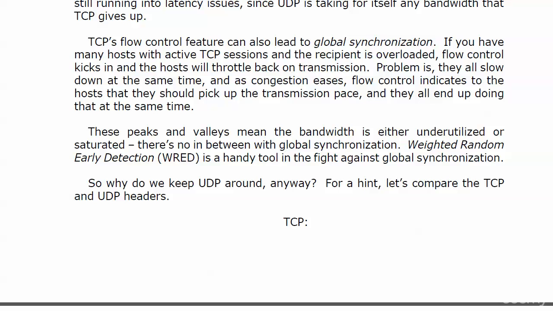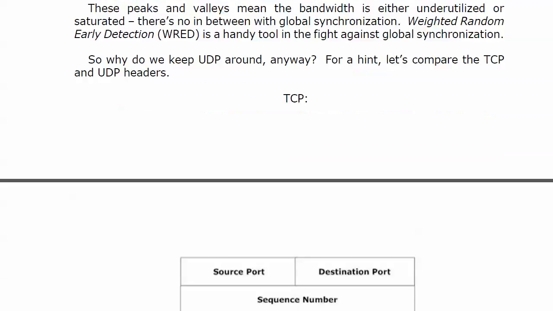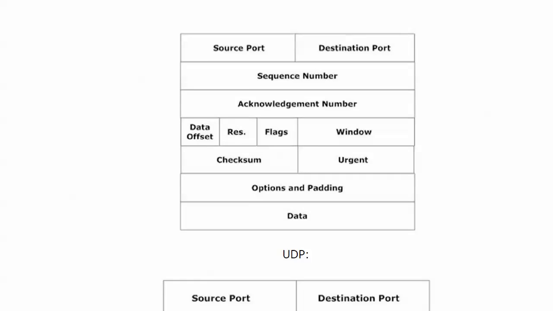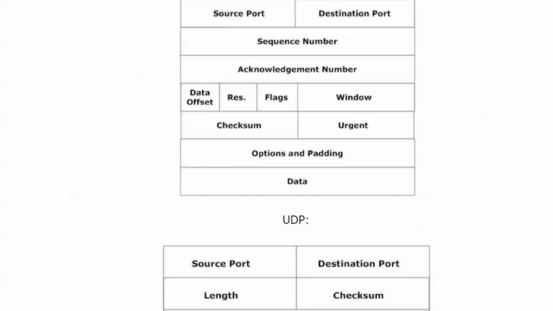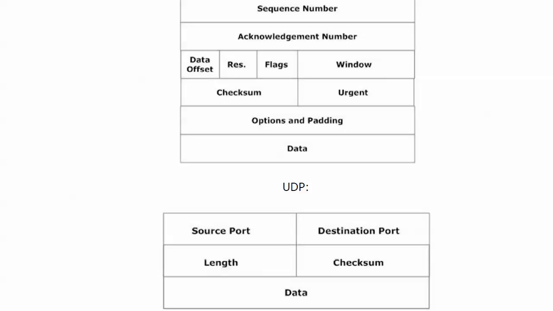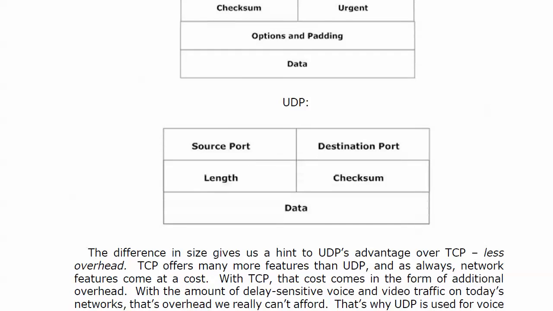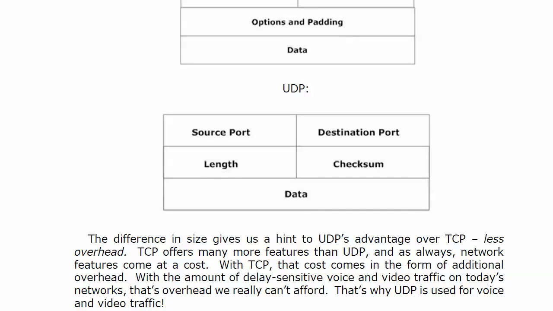So we're sitting here looking at UDP and TCP, and it's like, why in the world do we even keep UDP around? Well, let's look at the headers for TCP and UDP. And there's our friend TCP right there at the top, and we got a source port and a destination port, sequence number and an ACK number, a lot of other values there that you see that UDP frankly just doesn't have. UDP's got source port, destination port, length, checksum, and data. That's it. Well, this difference in size gives us a hint to UDP's advantage over TCP, and that is that UDP has much less overhead.